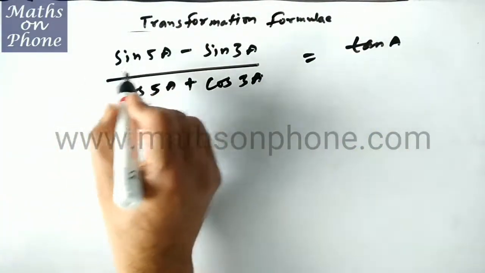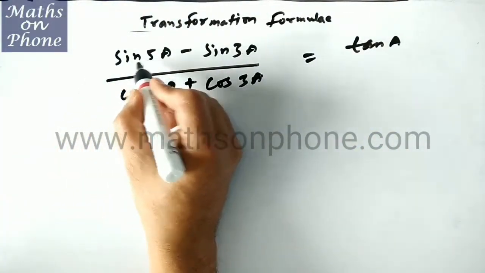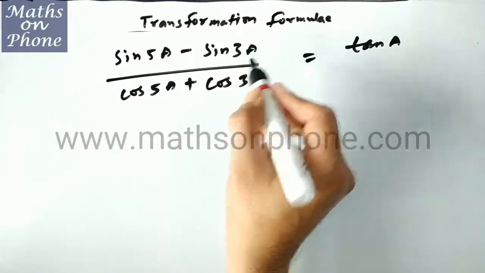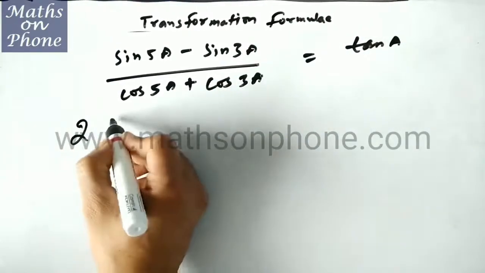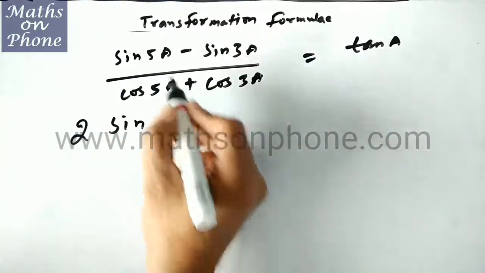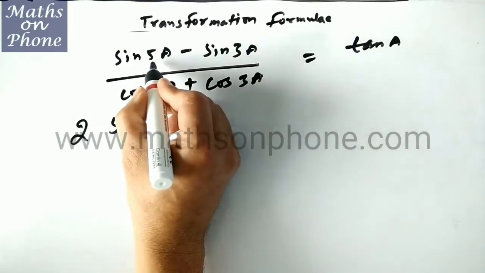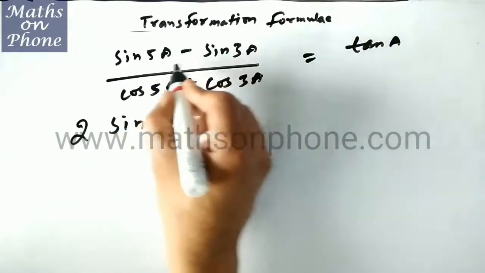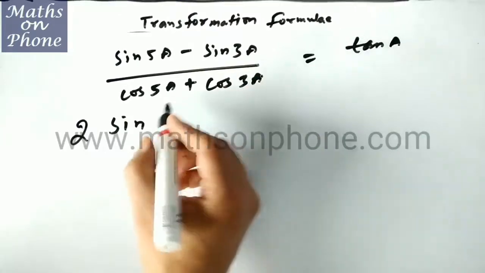See how we will approach. It is in the form of sin C minus sin D. So the formula will be 2 sin (C minus D)/2, that means (5A minus 3A)/2.